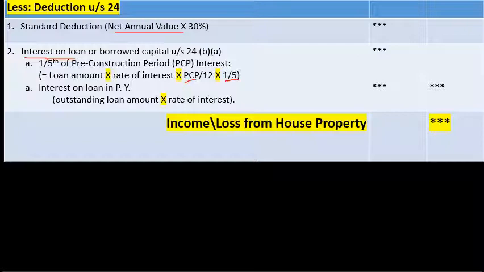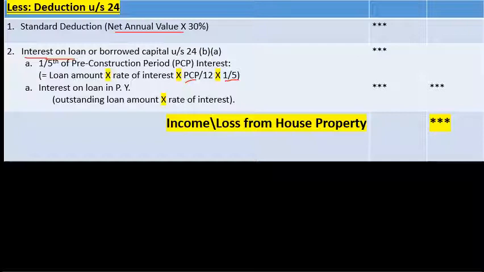So 1/5 of pre-construction period interest is equal to loan amount into rate of interest into PCP by 12 into 1/5. The second one is interest on loan in the previous year. The formula is outstanding loan in the beginning of the previous year, that is the loan due at the beginning of the previous year, into rate of interest. That is called the interest on loan in the previous year. These are the two deductions which come under interest on loan.